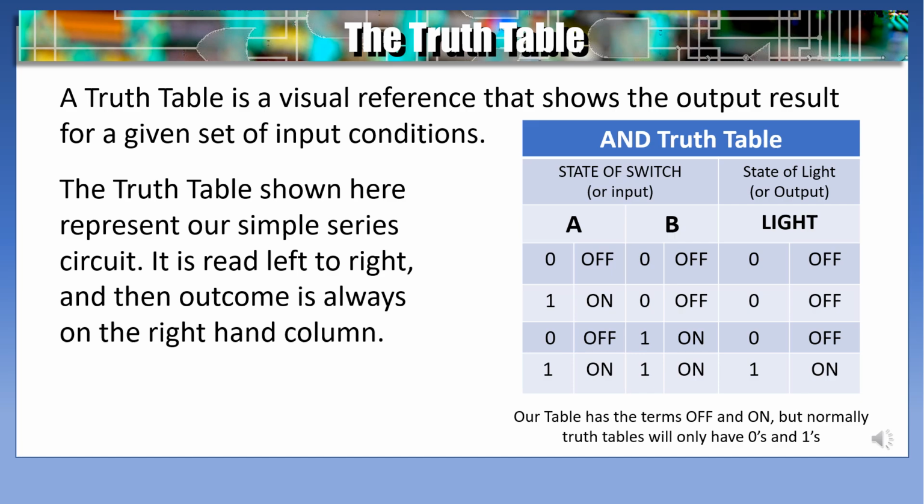For example, we see that we have one section for A, one section for B, and another section for light. Normally on a truth table, they will only have zeros and ones. This makes it simpler to read. But again, if we follow it through, it is working out the same logic we just reviewed. So when A is 0 or off, and B is 0 or off, then the light is 0 or off.